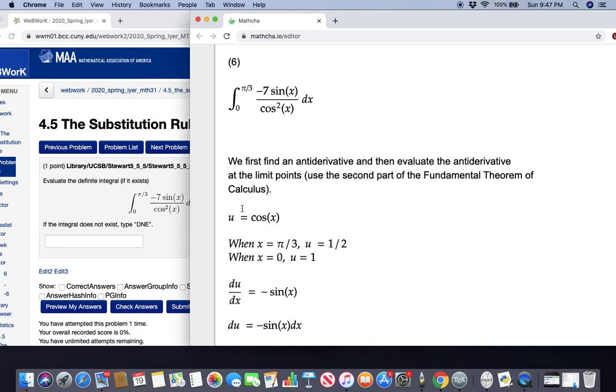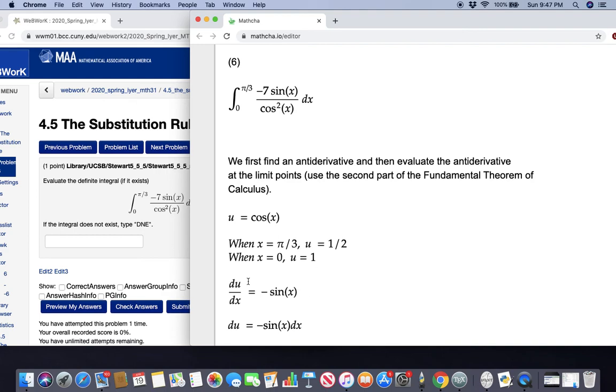So let u equal cosine x. Now, since this is a definite integral, you need to worry about the limits as well. When x is pi over 3, plug in pi over 3: u equals cosine pi over 3, that is half. When x is 0, u is cosine of 0, that's 1.